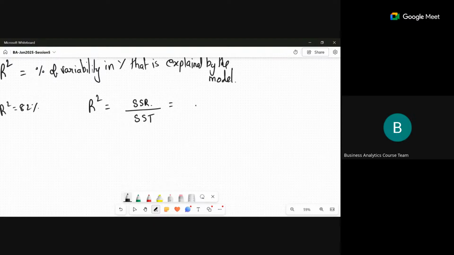Which is equivalent to saying, what is SSR? SSR is nothing but SST minus SSE, so R squared is SST minus SSE by SST, which is nothing but 1 minus SSE by SST. Okay? So this is what your R squared actually means. Of the total variability, 5000, how much is explained by the model? 3000 is explained by the model. So 3000 by 5000, 3 by 5, is 60%, the amount of variability in Y that you can explain using the variable of price. That is what you say.